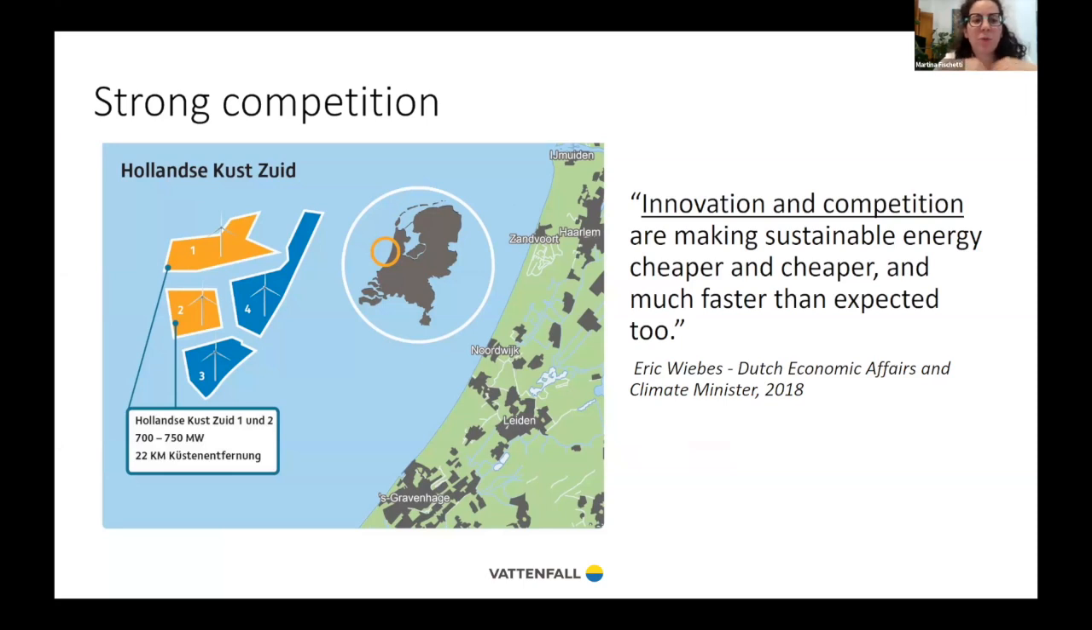Different companies like Vattenfall will enter this tender, proposing how they would construct the park and for how much they would sell the energy. The company that can build and operate a farm, asking for the lowest subsidies, will win the tender. For example, here we see an example from the Netherlands, where we have 4 areas on tender. They were actually tendered in 2 different tenders. We had 1 and 2, and then in a second step, 3 and 4.